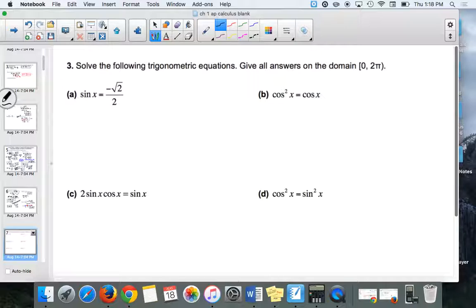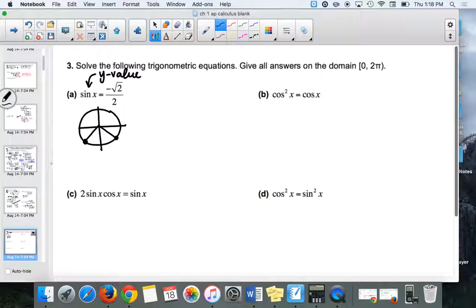So solve the following trig equations. Give all answers on the domain 0 to 2 pi. So the first thing we have is sine of x equals negative root 2 over 2. All right, so if I have sine equal to negative root 2 over 2, I draw my little unit circle. And what I'm saying is that sine is the y value on the unit circle, and it's negative. So it could be in quadrant 3 or 4. So those are going to be here and here, directly in the middle.